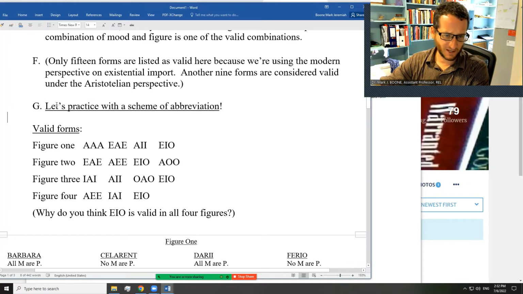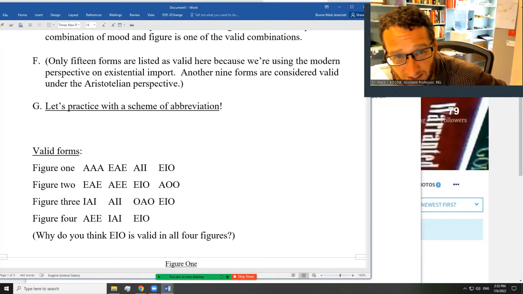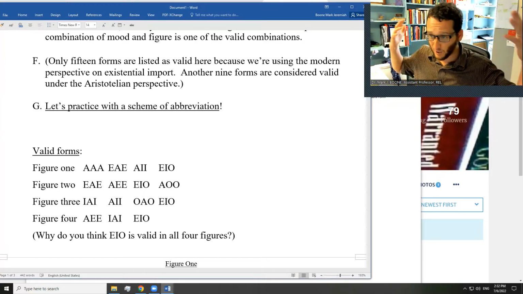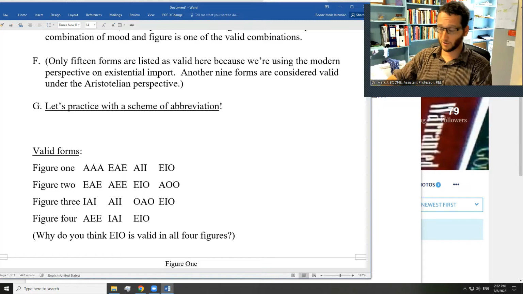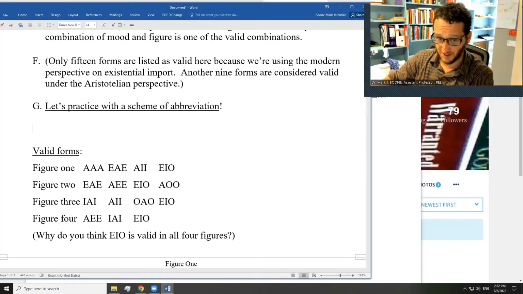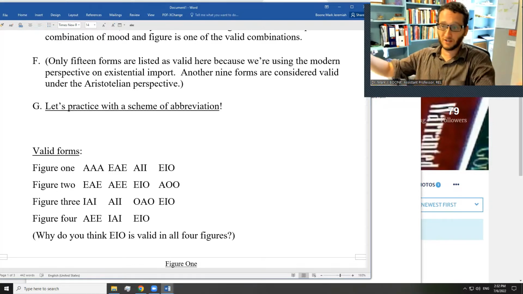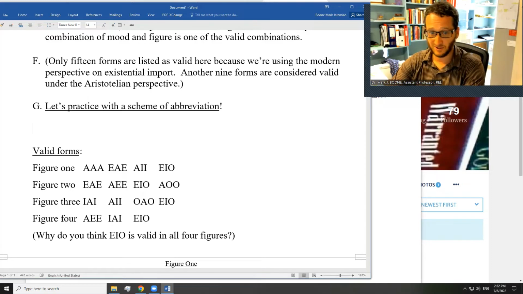Anyway, let's practice with a scheme of abbreviation. We'll do one or two arguments and be done, because we've set it up so nicely that it's very easy. And again, that's largely the point. We do so much work learning how to put syllogisms into standard form. First put the propositions into standard form, then put the syllogisms into standard form. We do so much work there, and a little extra work learning things like mood and figure, that by the time we've done all that work, there's almost nothing to do. Here's how you test a categorical syllogism for validity.